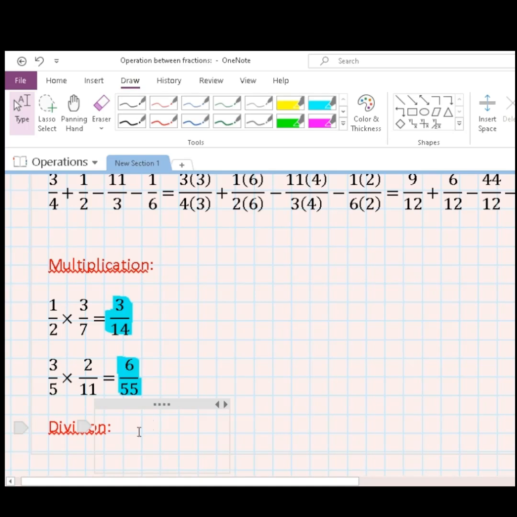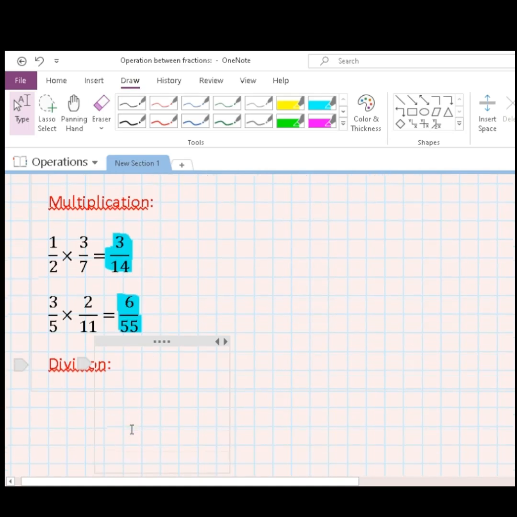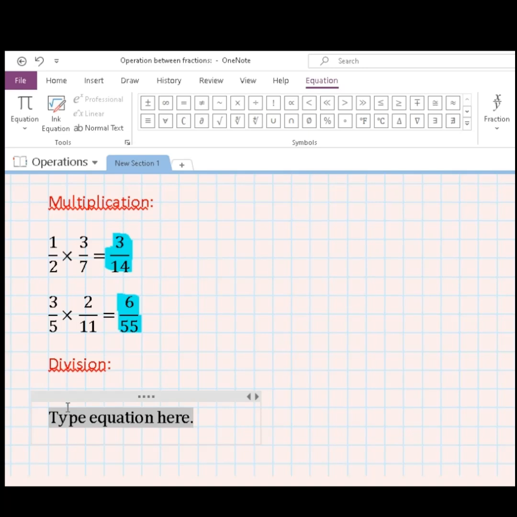Okay? Excellent. Very well. Now, here we have the last operation, which is division. Okay, and then we are going to do it with an example. 1 over 7 divided by 3 over 2. Okay, excellent. Firstly, we have a trick.